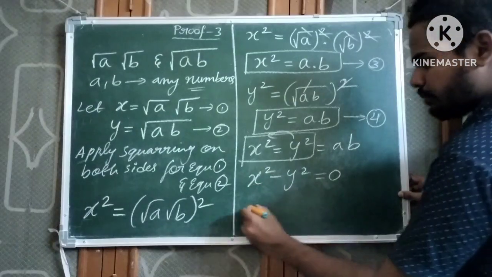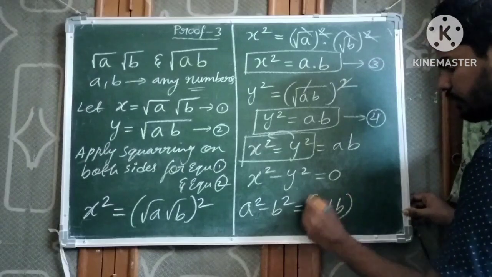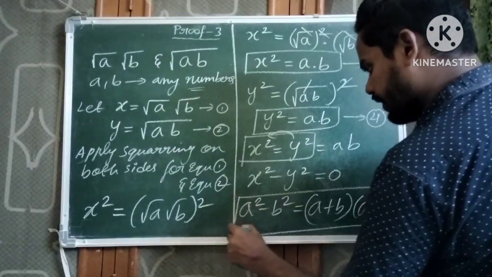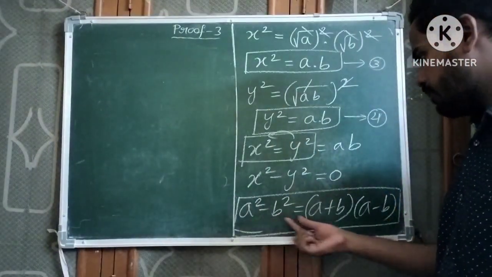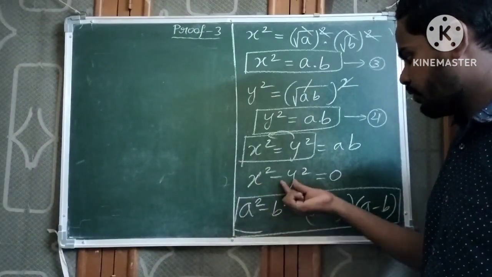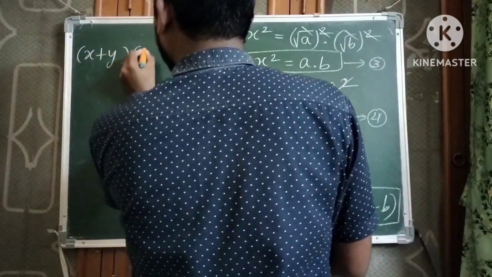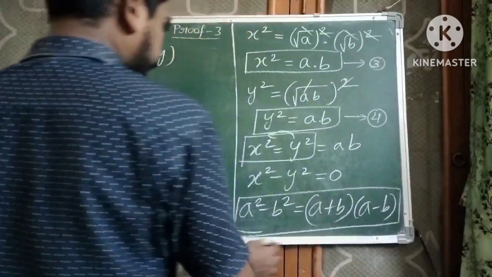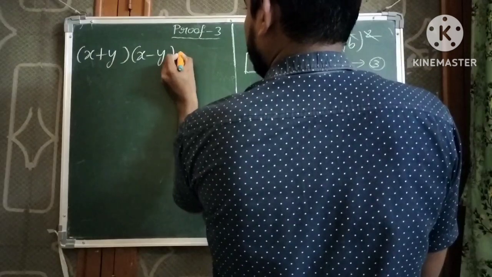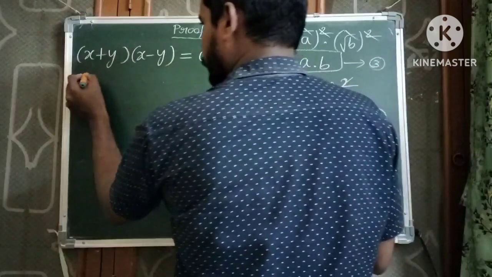It's like a square minus b square. What is the formula for the a square minus b square identity? A plus b into a minus b. This is an algebraic identity. So a square minus b square is equal to a plus b into a minus b. Apply this identity here. Here a is equal to x, b is equal to y. Now this equation becomes x plus y into x minus y is equal to 0. This product is equal to 0.